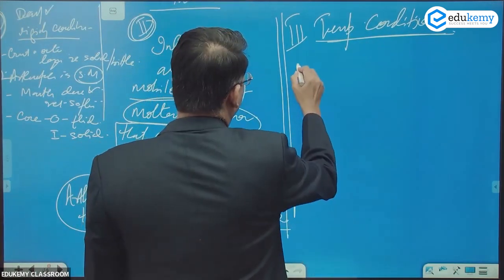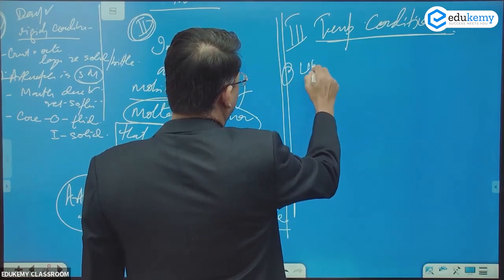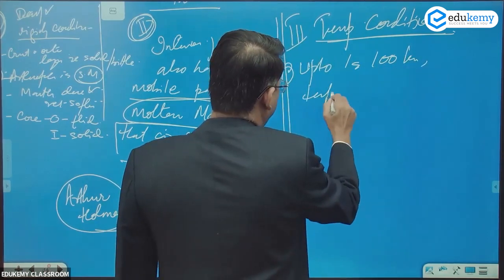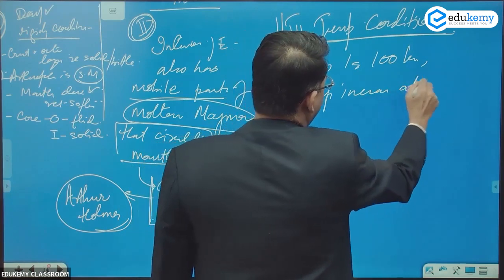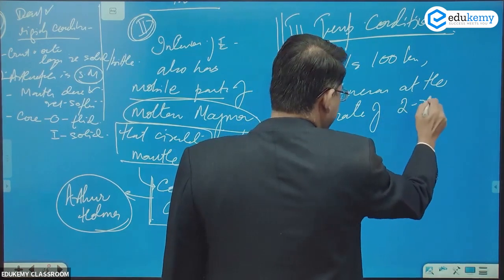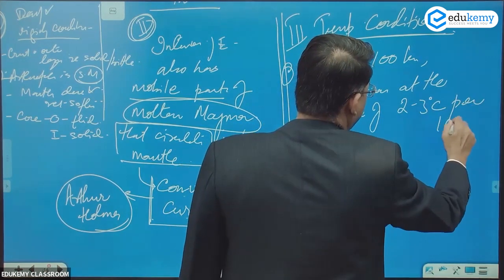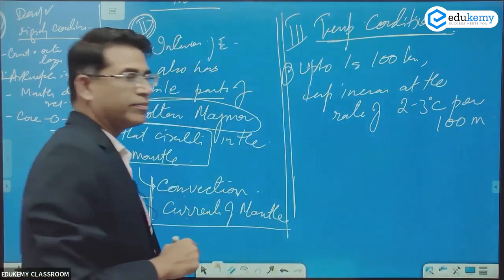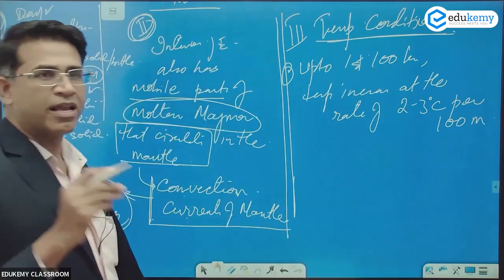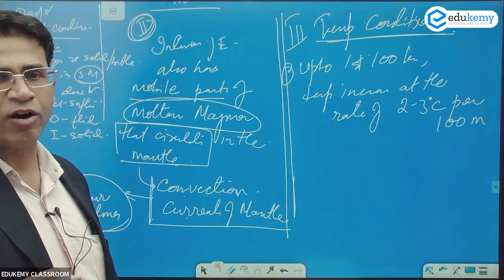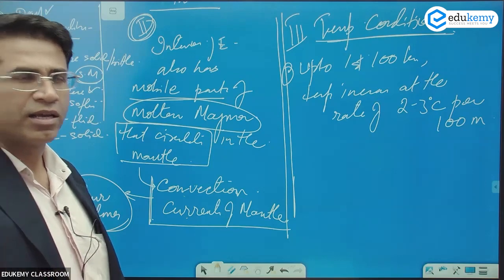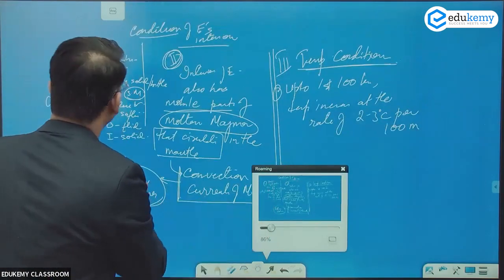Write in points: up to the first 100 kilometers, the temperature increases at the rate of 2 to 3 degrees centigrade per 100 meters. What's the problem? What are you missing, tell me?